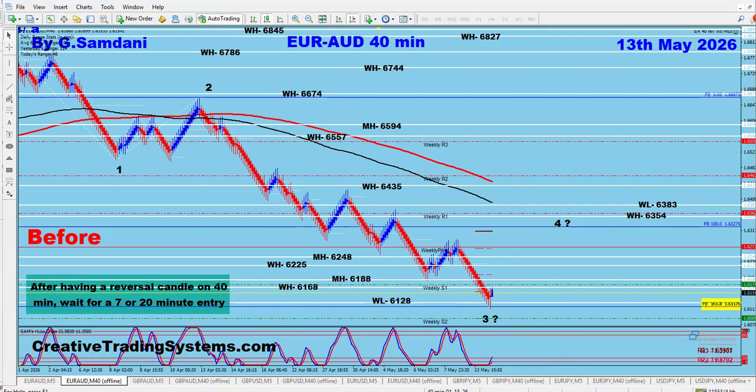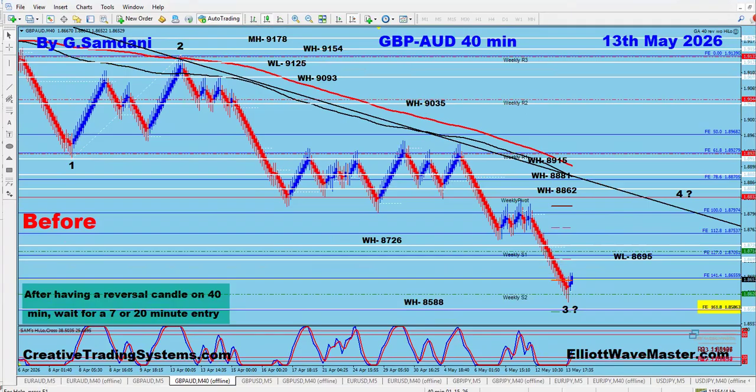The second pair involving the Aussie dollar is Pound-Aussie, and I almost did the same thing, the expansion tool here. This one is not quite touching the 1.618, but it's very close. After that, you see this weekly S2 came in the way and it's kind of bouncing now. We have a reversal candle. We have one blue candle already in place, and the second blue candle is underway. So we might be able to get a 7-minute long entry in this pair as well.